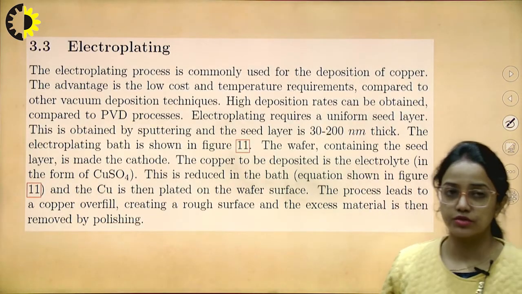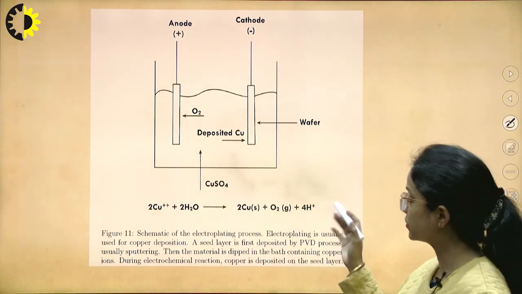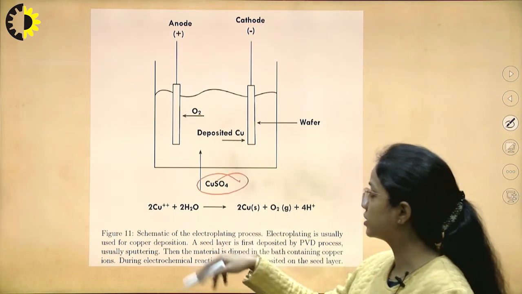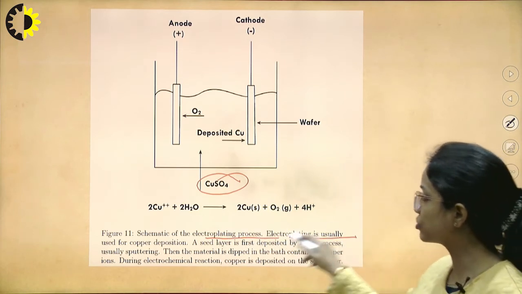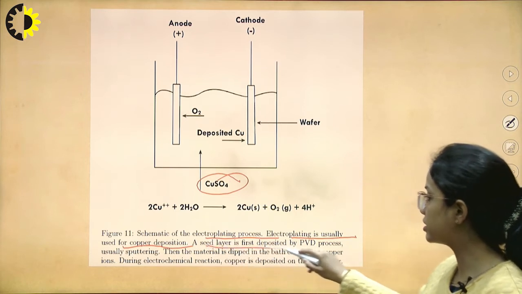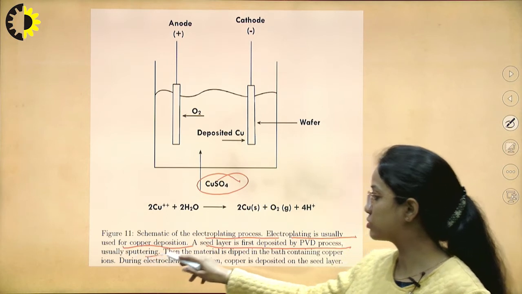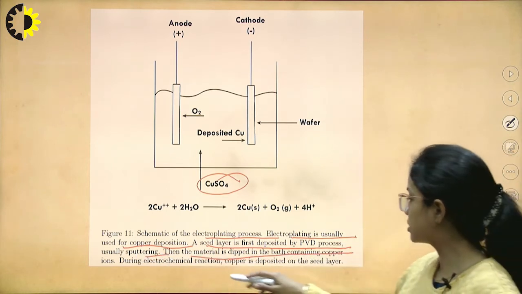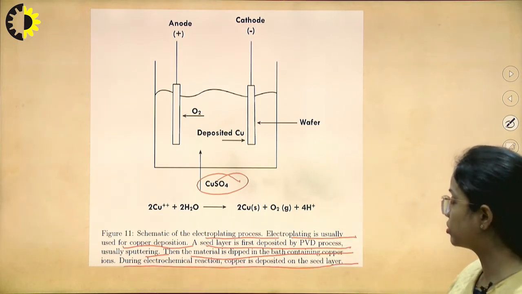Then there is electroplating also. In this diagram we can see that there is a chamber, and in this chamber we have CuSO4, that is, copper sulfate. This is the schematic of the electroplating process. Electroplating is usually used for copper deposition. The seed layer is first deposited by the physical vapor deposition process using sputtering. Then the wafer is dipped in the bath containing copper ions. During the electrochemical reaction, copper is deposited on the seed layer.